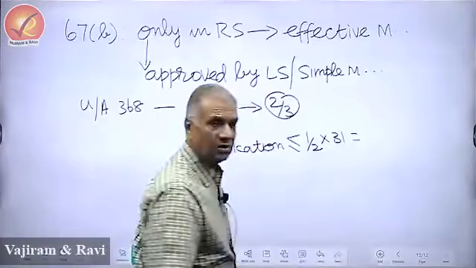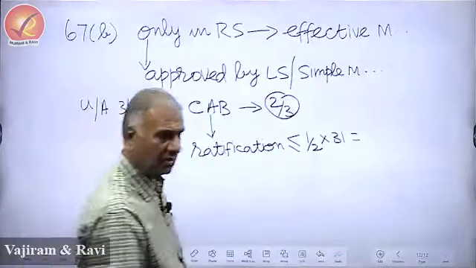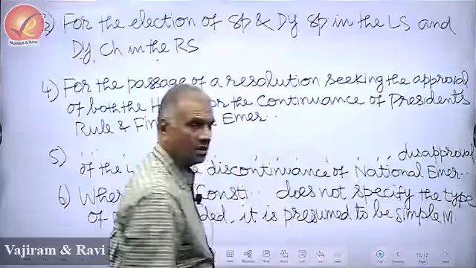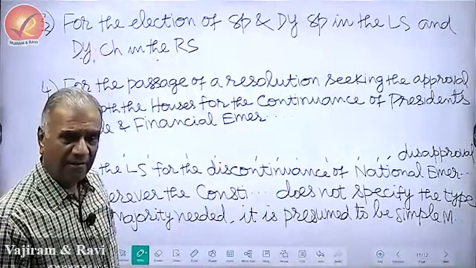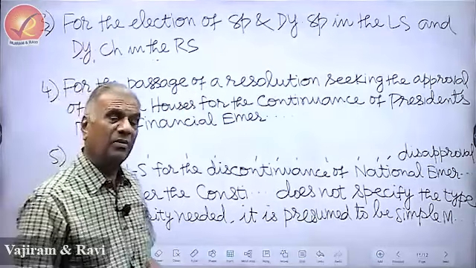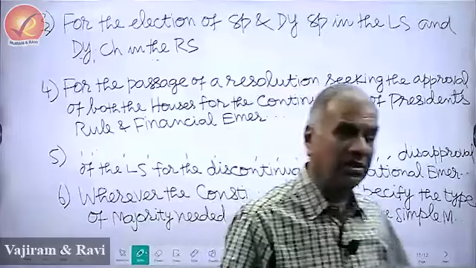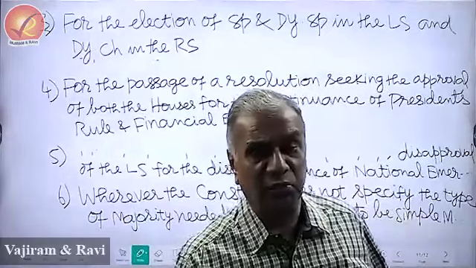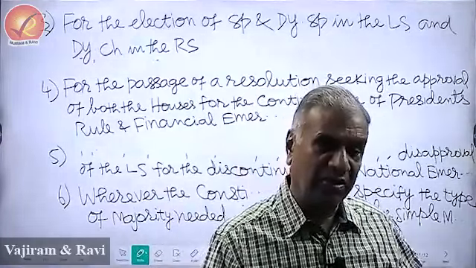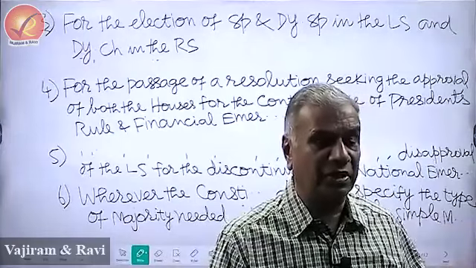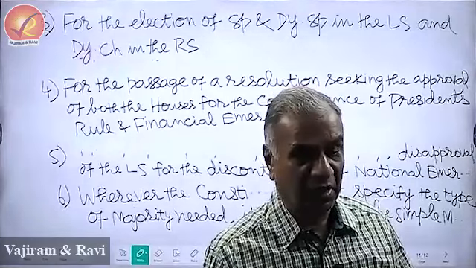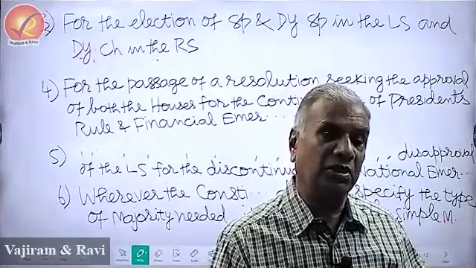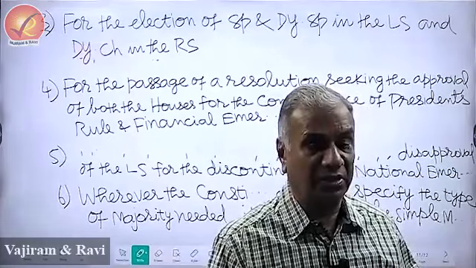Right. So, the fifth point, what do you mean by disapproval by the Lok Sabha? For example, the opposition parties may introduce a resolution in the Lok Sabha for the discontinuance of the national emergency. For example, Indira Gandhi misused the provision, and such a resolution can be passed by a simple majority.